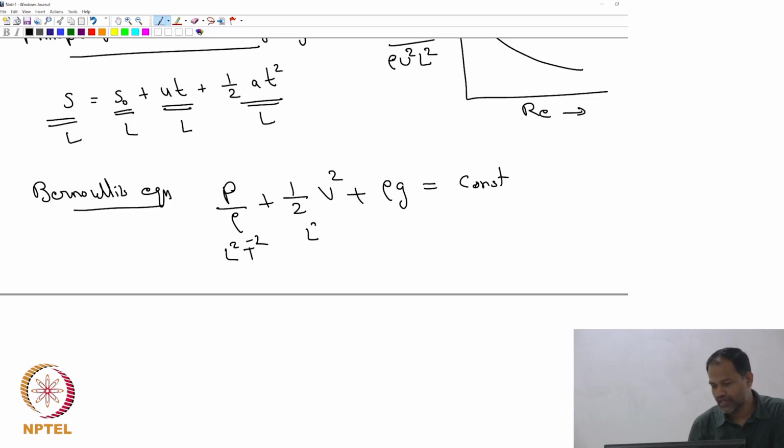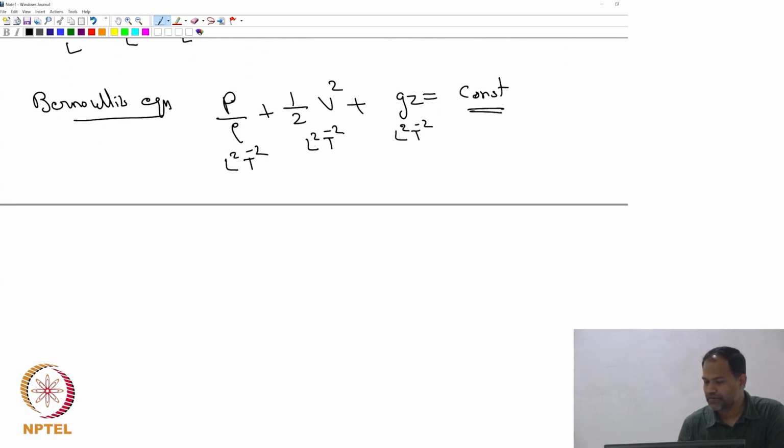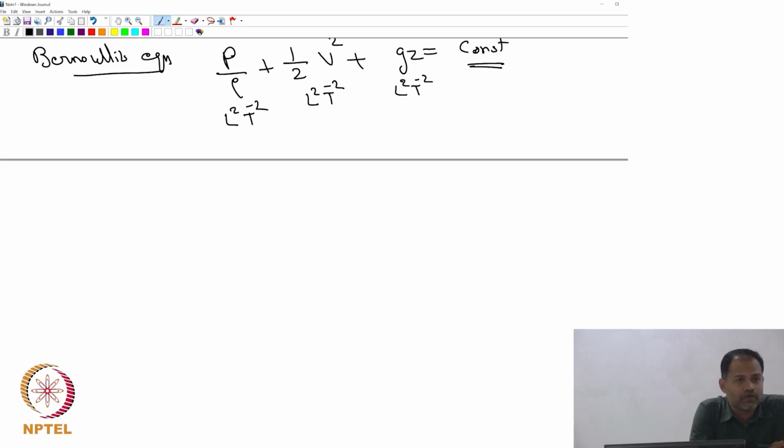So V square is definitely L square T to the power of minus 2. Rho G, oh did I make a mistake? It has to be wrong, no? G is Z, yeah, correct. Right, and therefore this constant will also have the dimensions of L square by T square. So therefore, each of the terms have the same dimensions, and that's what is known as the principle of homogeneity.